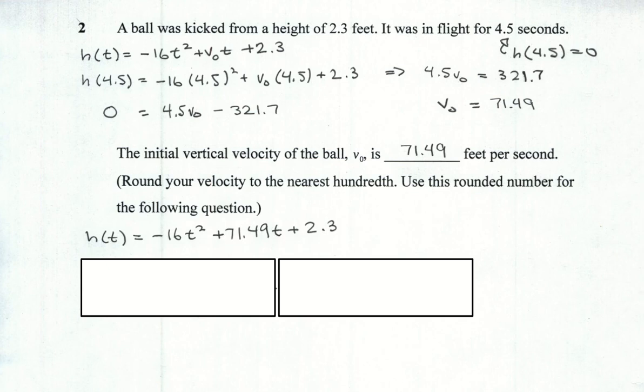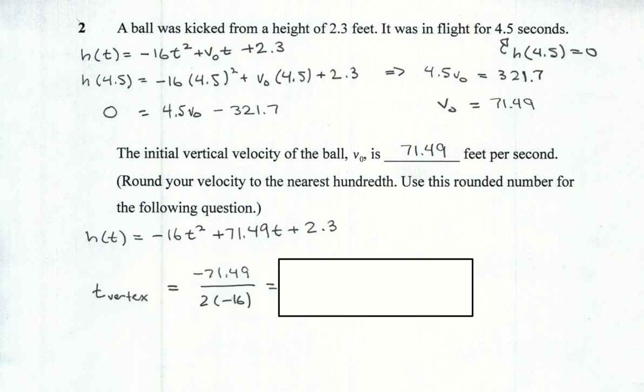So we take our equation, the one we were working with a few seconds ago, and we say, hey, we know what v sub 0 is now. So when we recopy the formula for the height of this particular ball, we put in the 71.49, taking the place of v sub 0. Now we're going to say, well, when, meaning what time, did it reach that vertex? And of course, negative b over 2a is going to answer that question.